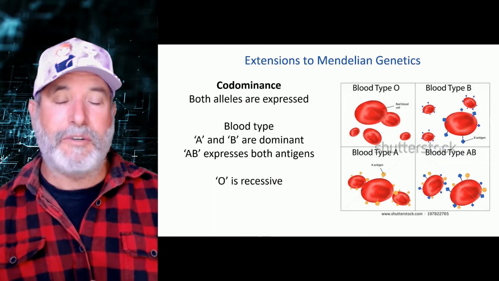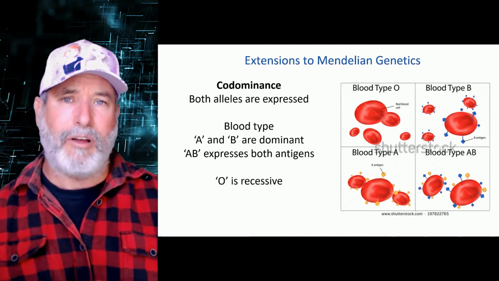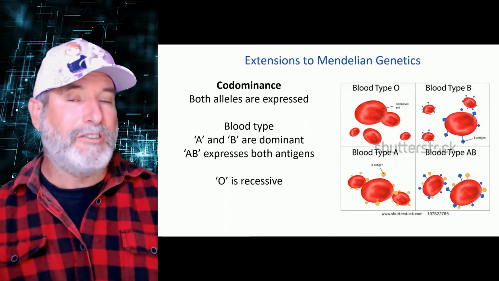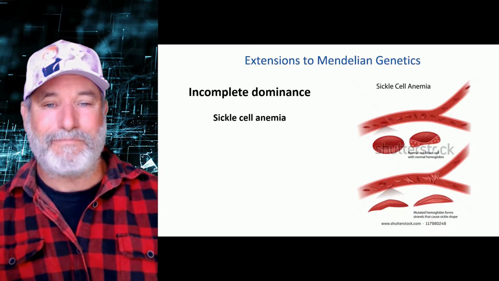O, on the other hand, is a recessive allele. You have to have 2 copies of O to be O-type blood. And in the case of O, it's a mutated A. You don't produce the A, so you come out not having a surface antigen.